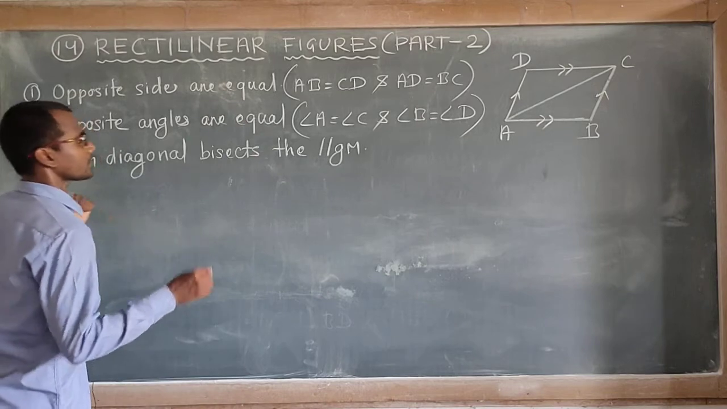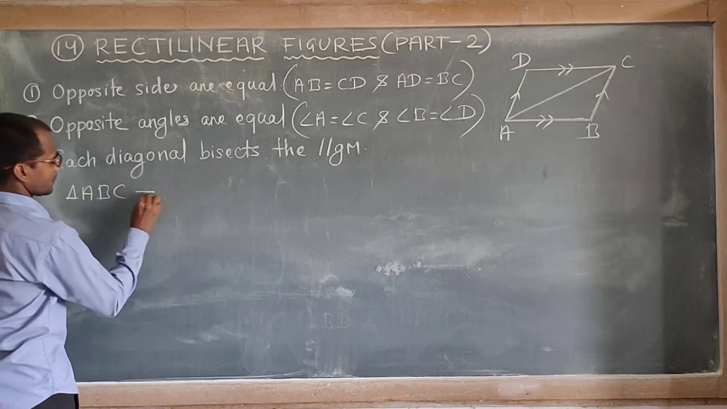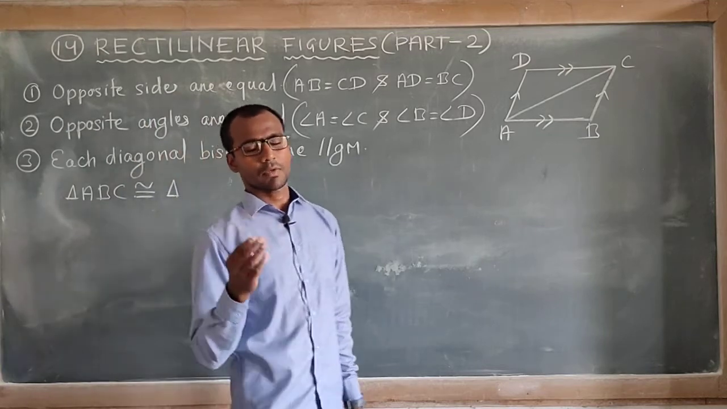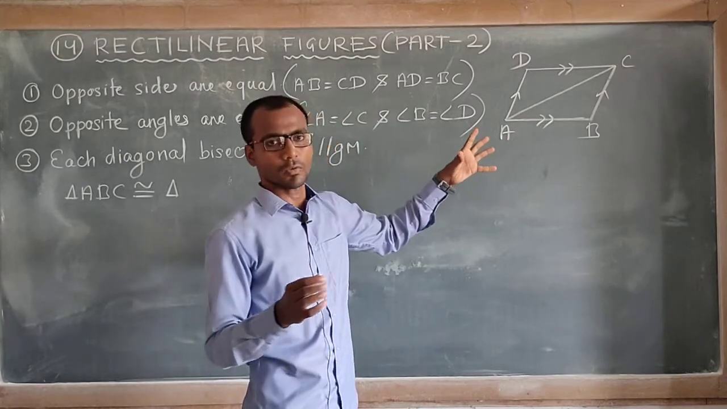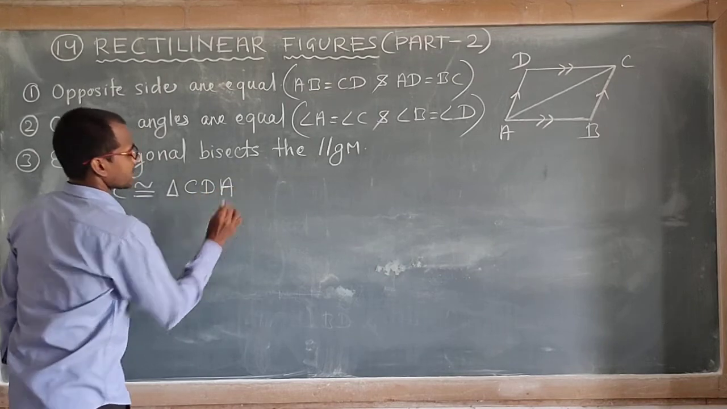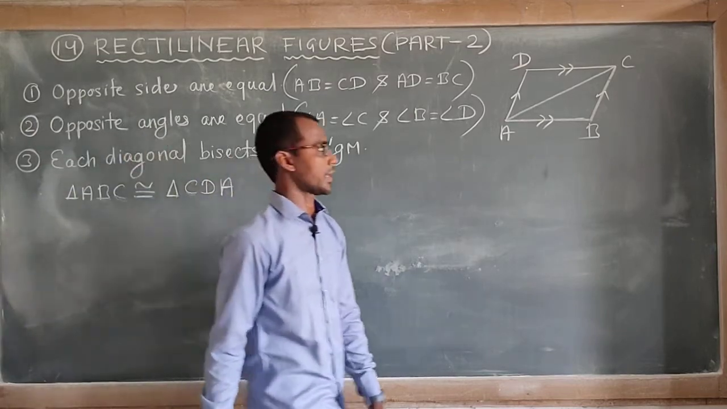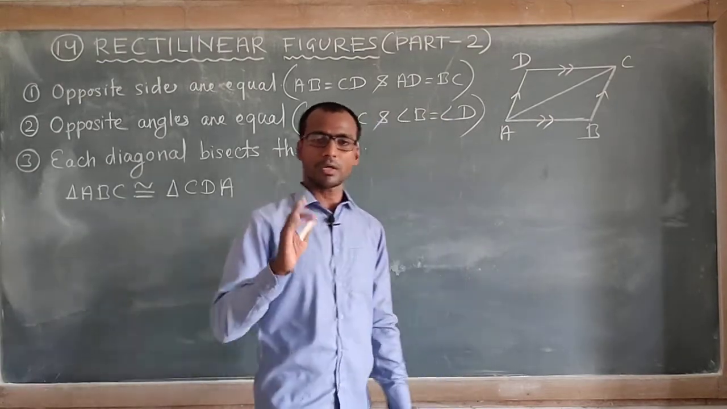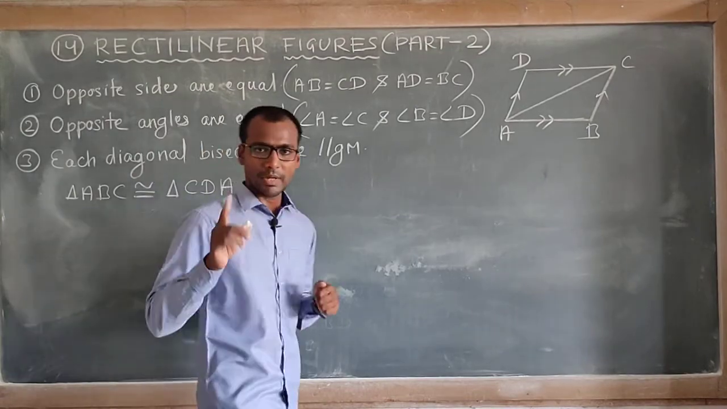So triangle ABC will be congruent to triangle. If you take the correct order, in the chapter congruency, I have told you that order is very important in congruency. So randomly I cannot write ABC congruent to ADC. ABC will be congruent to CDA. This is the correct order. You can easily prove this by SSS postulate. AB equal to DC, BC equal to AD, AC is common. So by SSS postulate, you can easily prove that the two triangles are congruent.